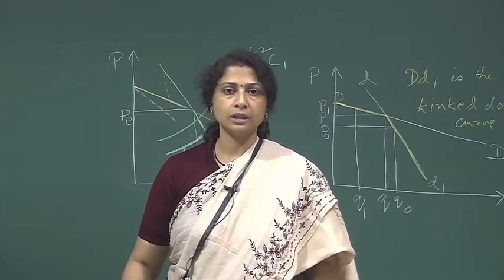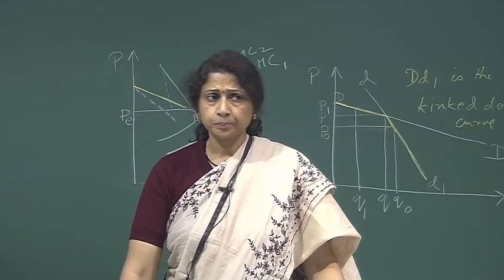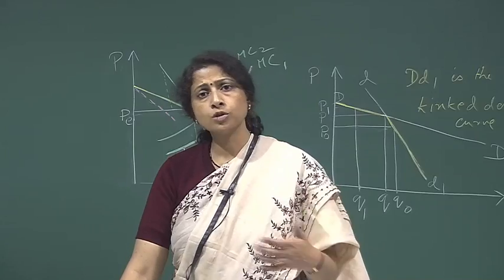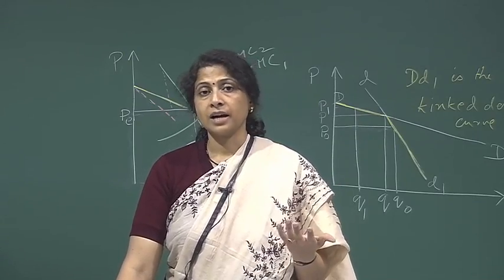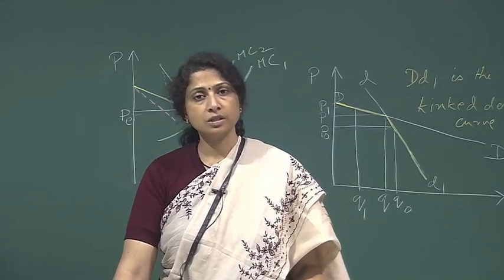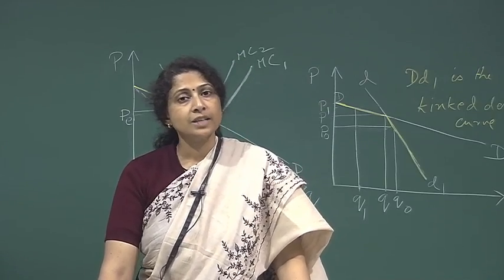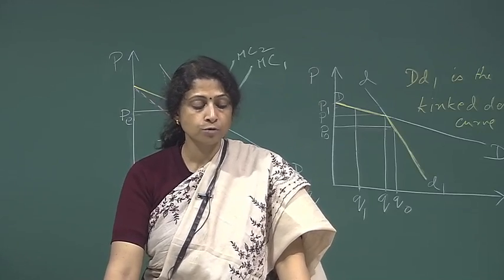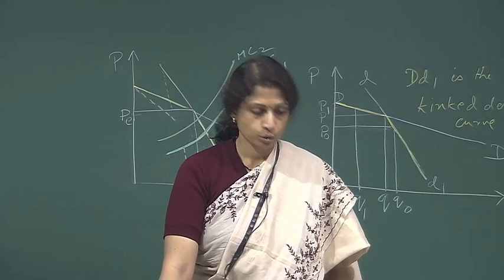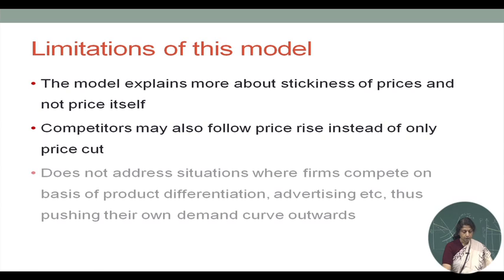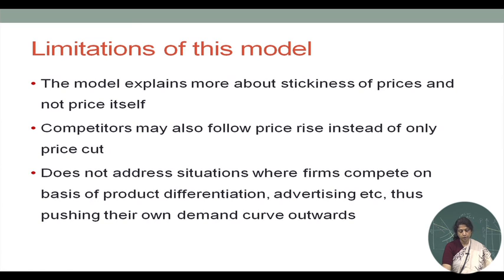So that happens all the time in the market, and one could actually see different forms of price signaling happening in the market, where different firms indicate that costs are going up and we need to increase our prices, and that is a kind of signal which happens. So that is proof that it's not always that competitors do not follow a price rise. The third point is it does not address situations where firms compete on the basis of product differentiation, advertising, etc., thus pushing their own demand curve outwards.